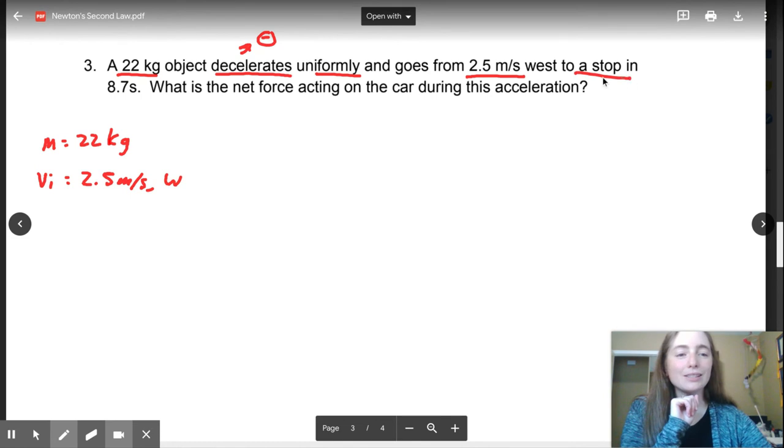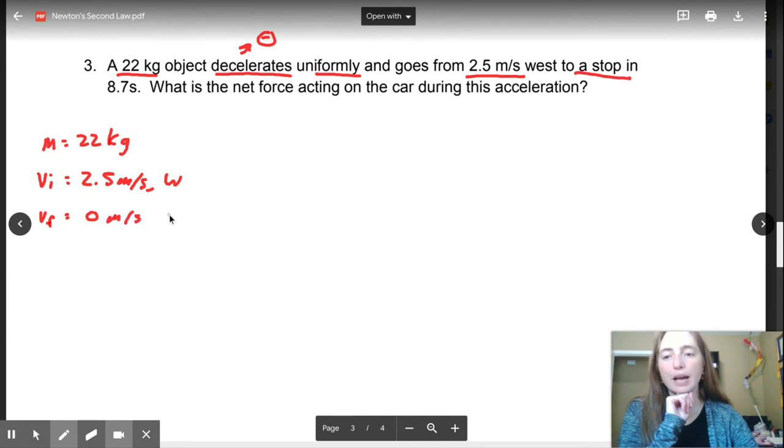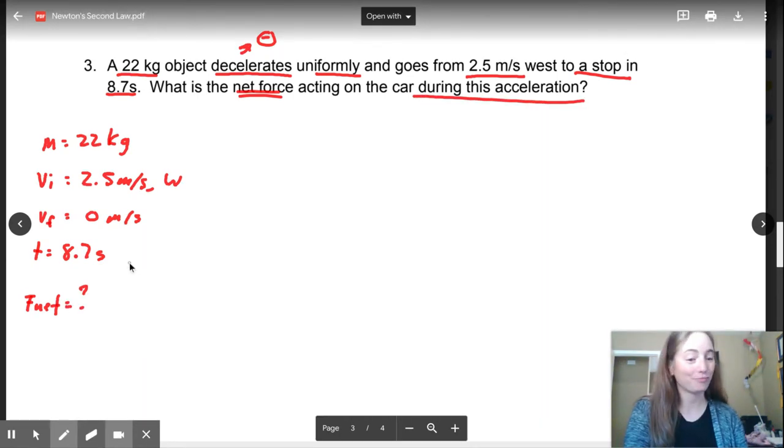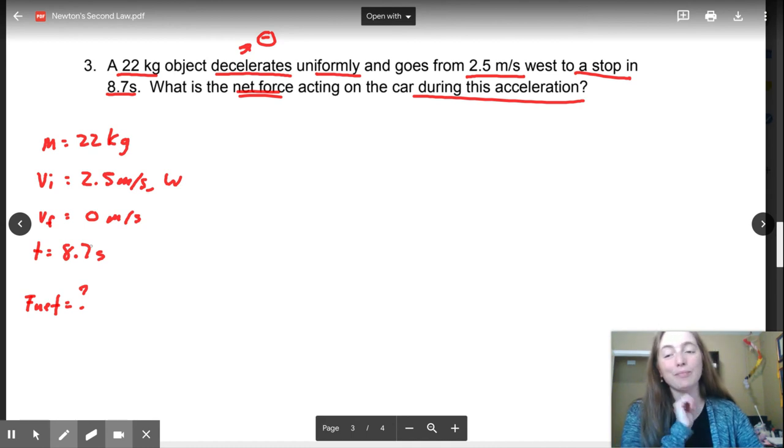To a stop. So VF is going to be 0 meters per second in 8.7 seconds. What is the net force acting on the car during this acceleration? Ladies and gentlemen, we're going to need to decide what direction we want to be positive here. I am going to choose to make west positive because it's going forward. Sounds good?